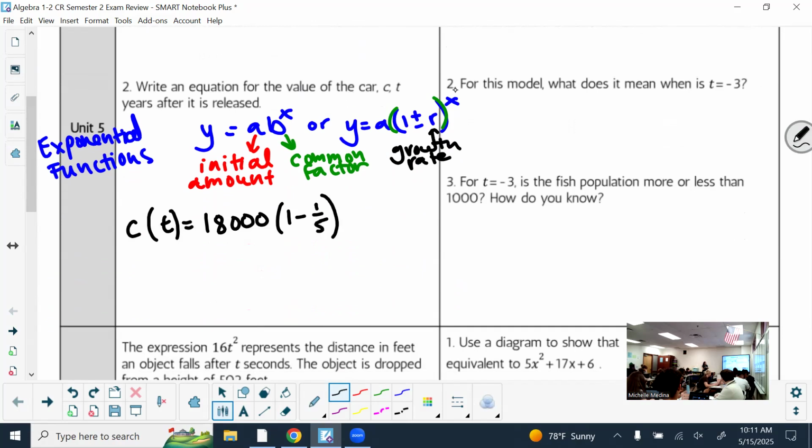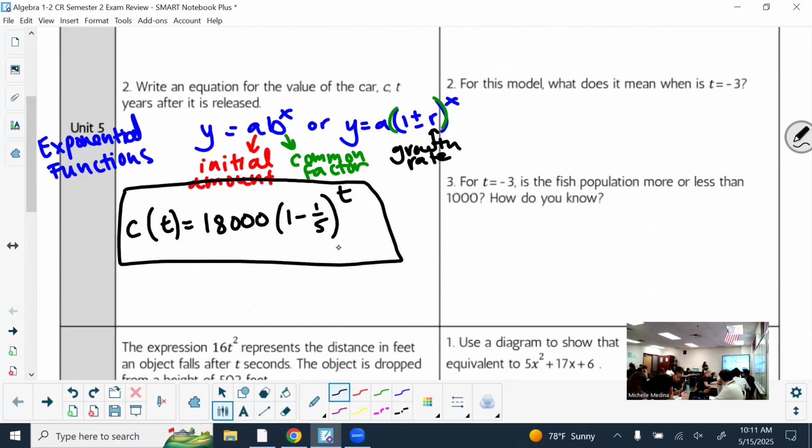And it wants it to the x power. And x is usually time. And they want us to use t for years after it's released. So to follow the instructions the way that they want it, I'm going to put a t, not an x. If you don't use the variables they want, you will get at least a little bit, but that you could put as an answer. What is 1 minus 1/5? 4/5. Also equivalent to 0.8.